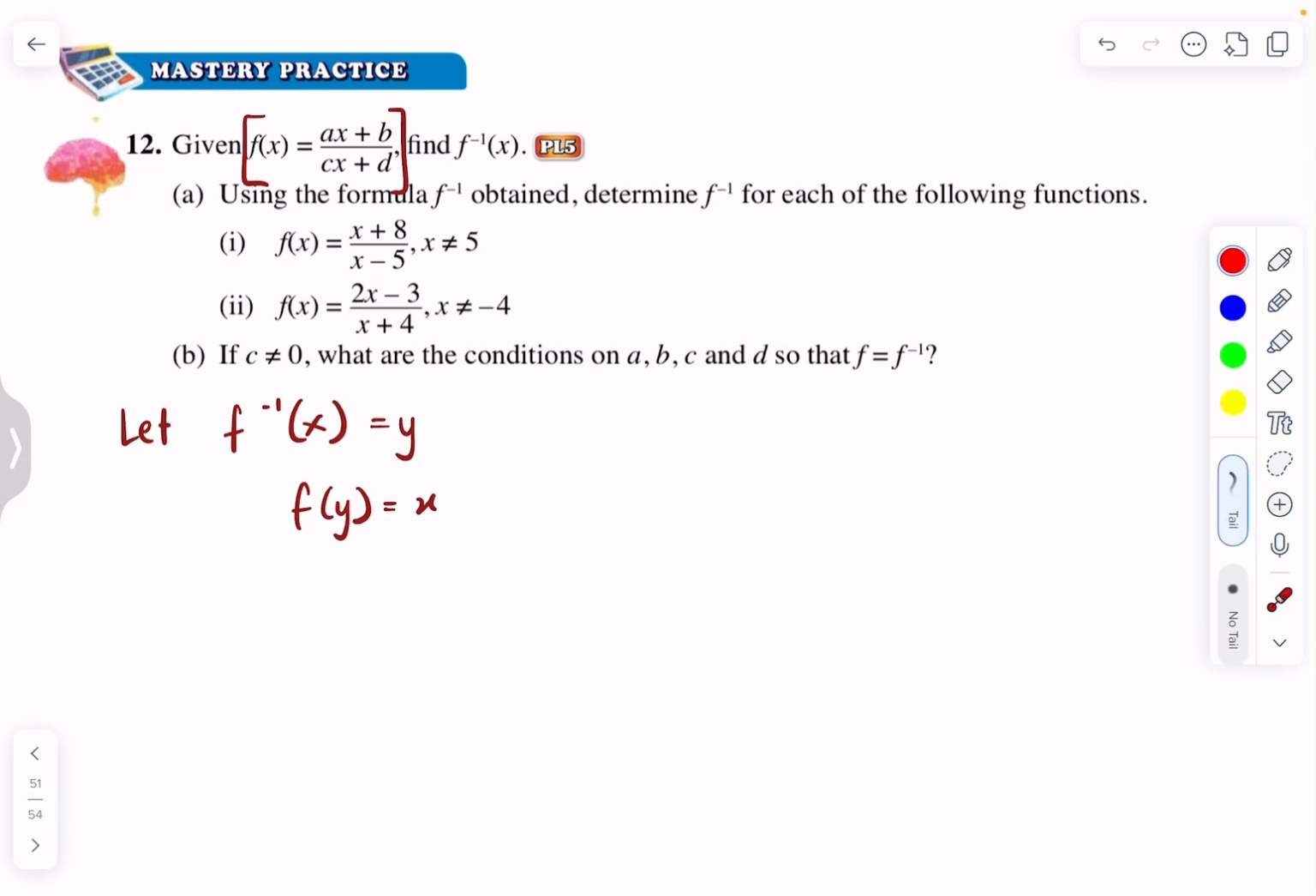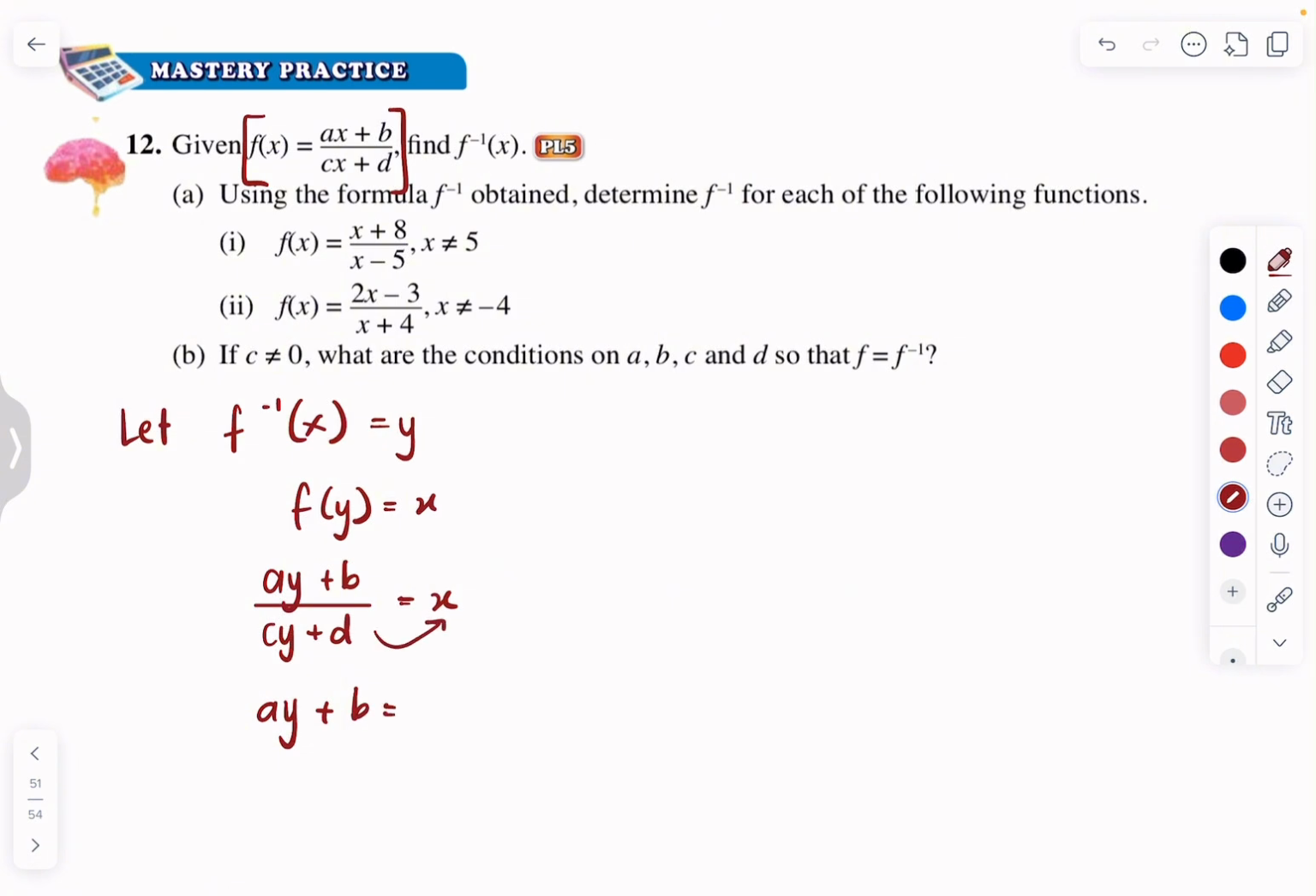So if f(x) is this, f(y) would be (ay plus b) over (cy plus d). You just have to sub the x with y. So (ay plus b) over (cy plus d) equals to x. Now there are so many alphabets here, but we need to make y the subject, because if you find y, you will get f inverse x, which is what we want to find. So let's try to make y the subject.